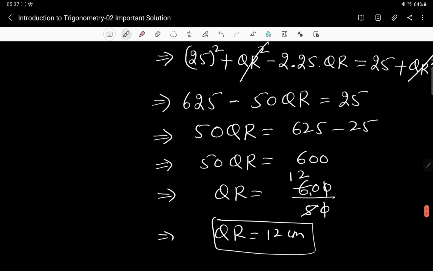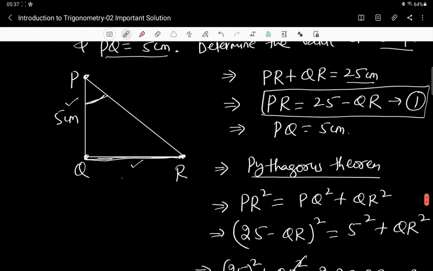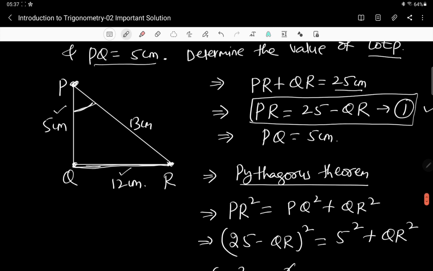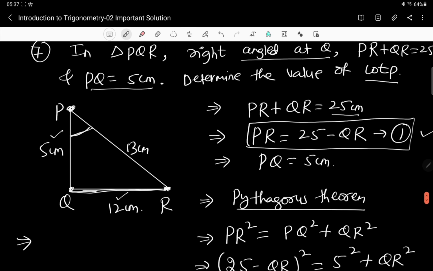So where is the QR here? QR is 12 centimeters. Definitely you are able to find this PR also, because PR plus QR is 25 centimeters. So 12 means this will be 13, right? Or by using Pythagoras theorem also you can do it. But as of now there is no need of this, because what they are asking is to find the value of cot P.